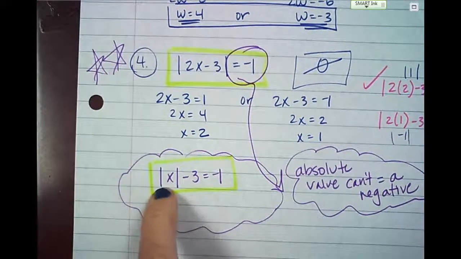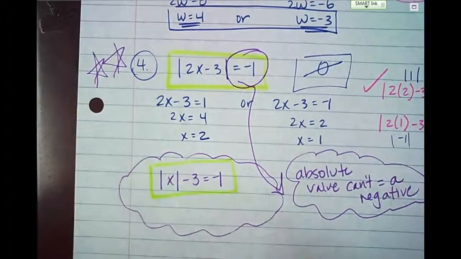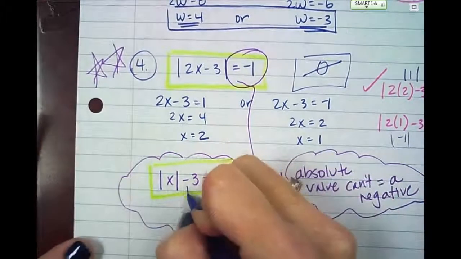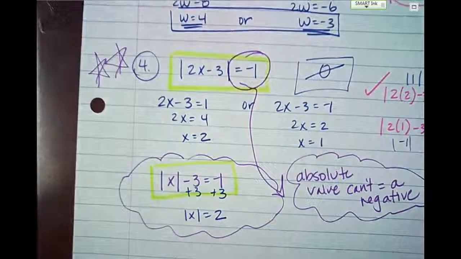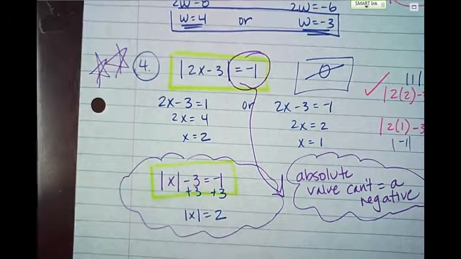Yes, it's an absolute value. Yes, it equals negative. How come I can't just say no solution right away? Good. I haven't completed step 1, have I? Move the 3 over. Good job. Move your 3. And now the absolute value of x is 2. You see the difference? This is not no solution.